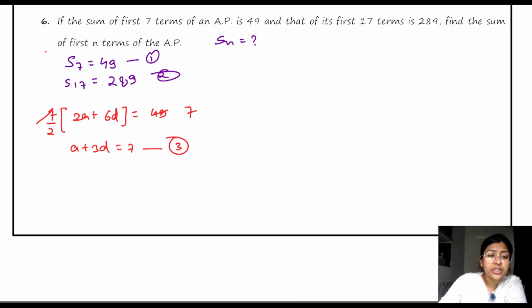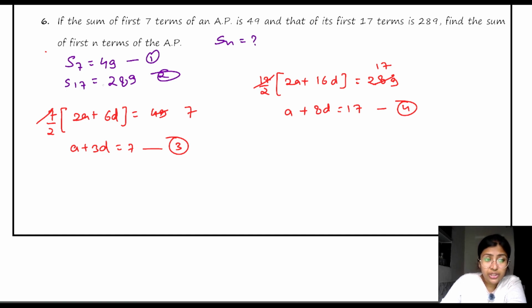Make this equation number 3. S17 can be written as 17 over 2 bracket 2a plus 16d is equals to 289. 289 means 17 square, so it will be 17. So if you solve it, it will be a plus 8d is equals to 17. This is equation number 4. Now solving equation 4 and equation 3, we subtract these two equations. So 5d is equals to 10. So the value of d will be 2. If the value of d is 2, the value of a will be 1.